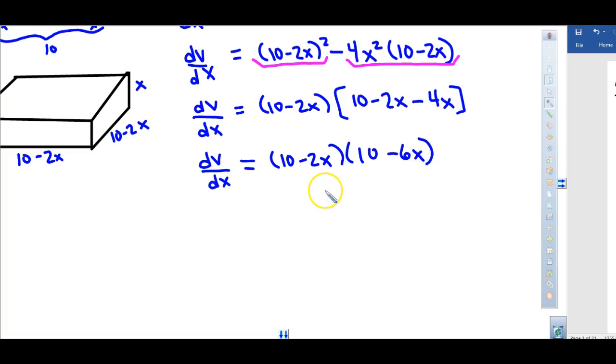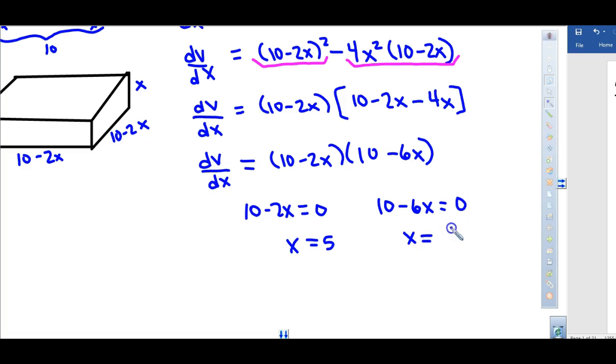Okay. To find a maximum, remember you've got to find where the derivative is equal to 0, as well as where the derivative does not exist. Oops, so I just got it out of my mouth to set that equal to 0, didn't I? There we go. So if I set this equal to 0, then I've got 10 minus 2x is equal to 0, 10 minus 6x is equal to 0. Here I am going to get that x is equal to 5, and here I'm going to get x is equal to 5/3.